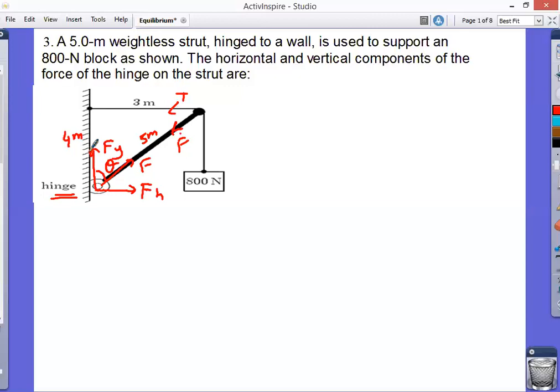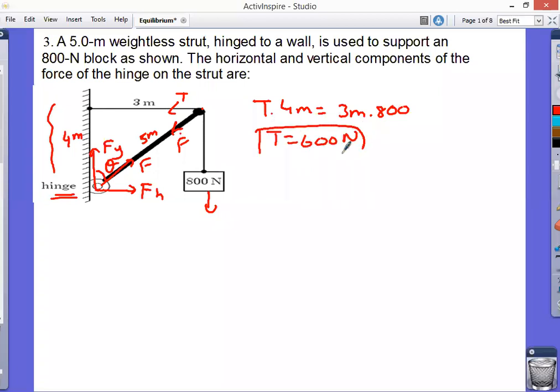First of all, let's find the T. To find the T, we are going to multiply T times the height of the wall and the weight times the distance from wall to the block. Okay, we're going to multiply that part to find the T. So it's going to be T times 4 meter equal to 3 meter times 800. Okay, to find the T. So as you see over here, when you simplify them, you're going to find T as 600 Newton.